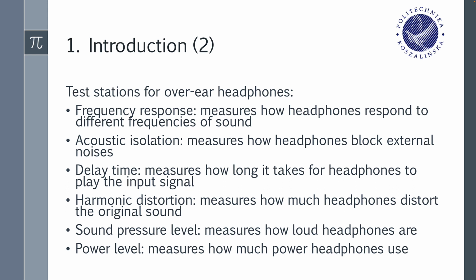4. Harmonic distortion test station for measuring the harmonic distortion level of the sound headphones generate. Such a device comprises a signal generator, amplifier, spectrum analyzer, and microphones. 5. Sound pressure level measuring station for measuring sound pressure levels in headphones. Such a device consists of a sound generator, amplifier, sound level meter and microphone. 6. Power level test station for measuring headphone output power levels. This device comprises a signal generator, amplifier, power meter, and microphone.